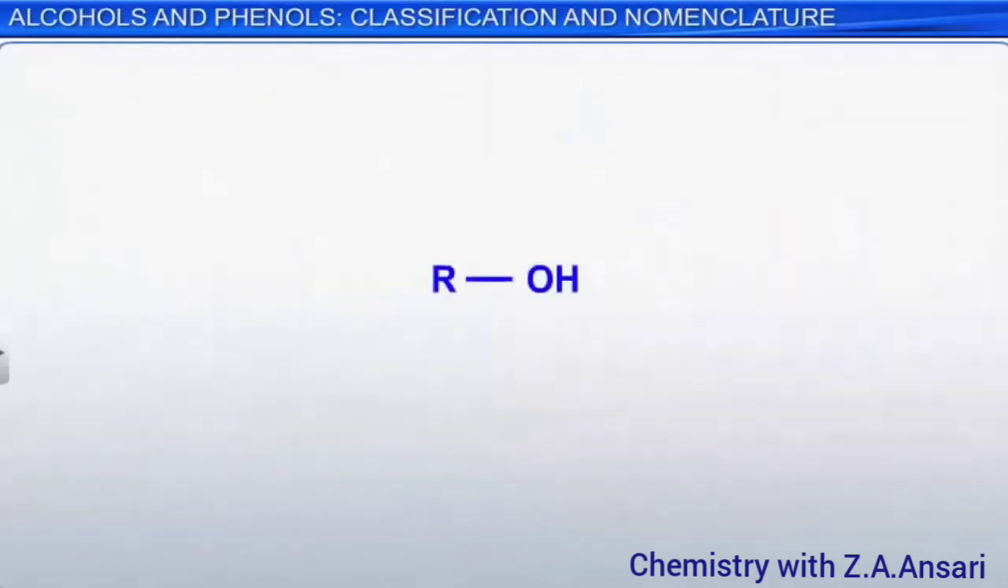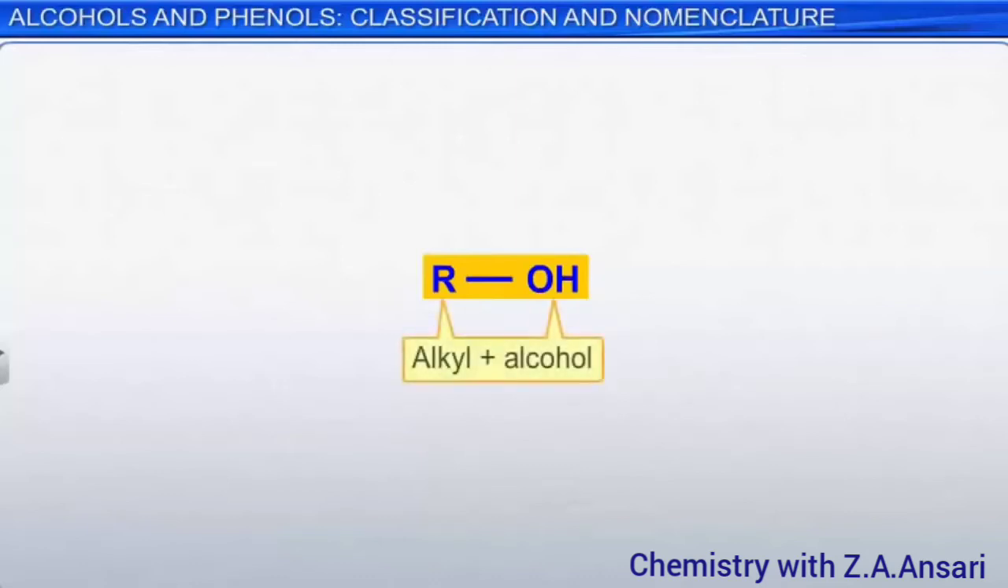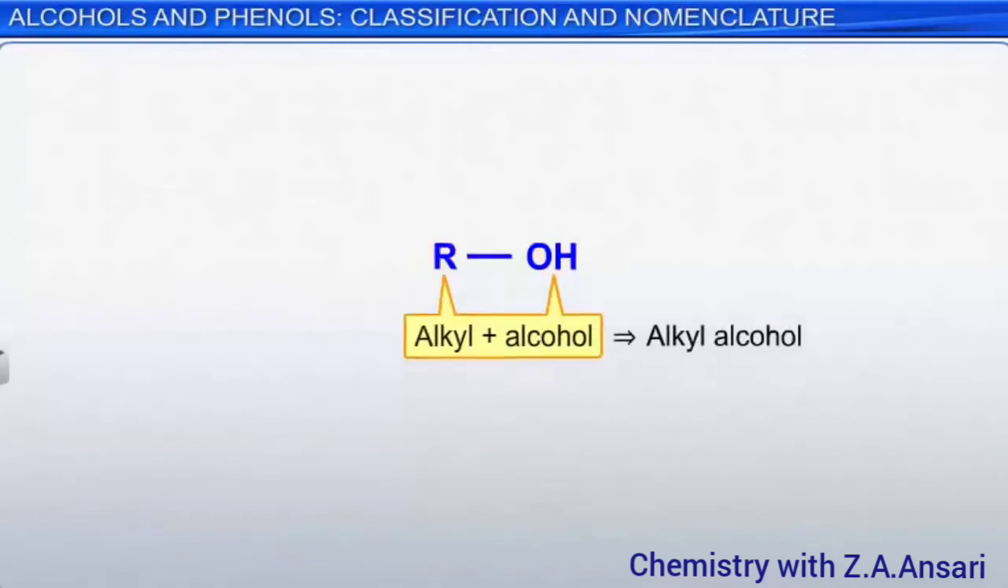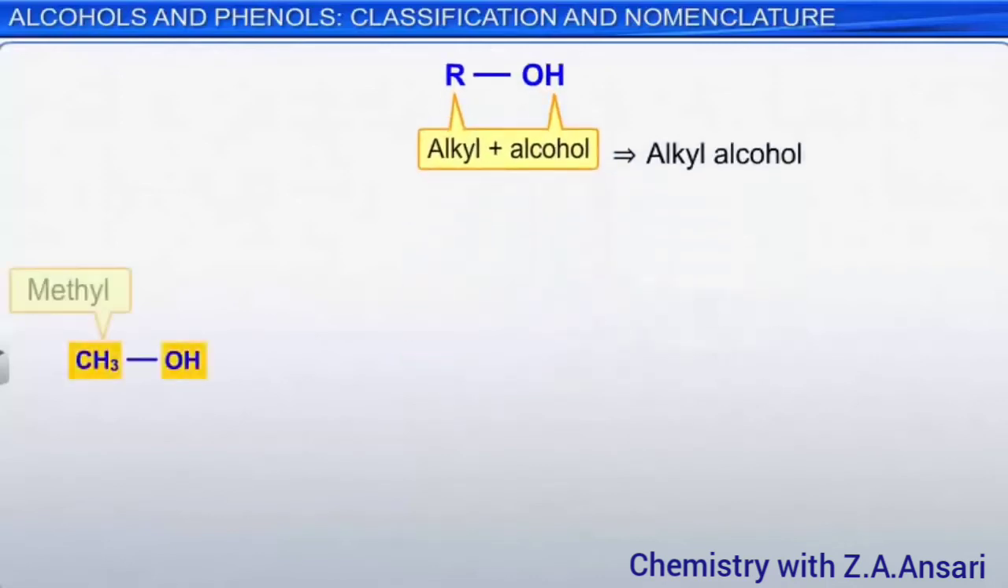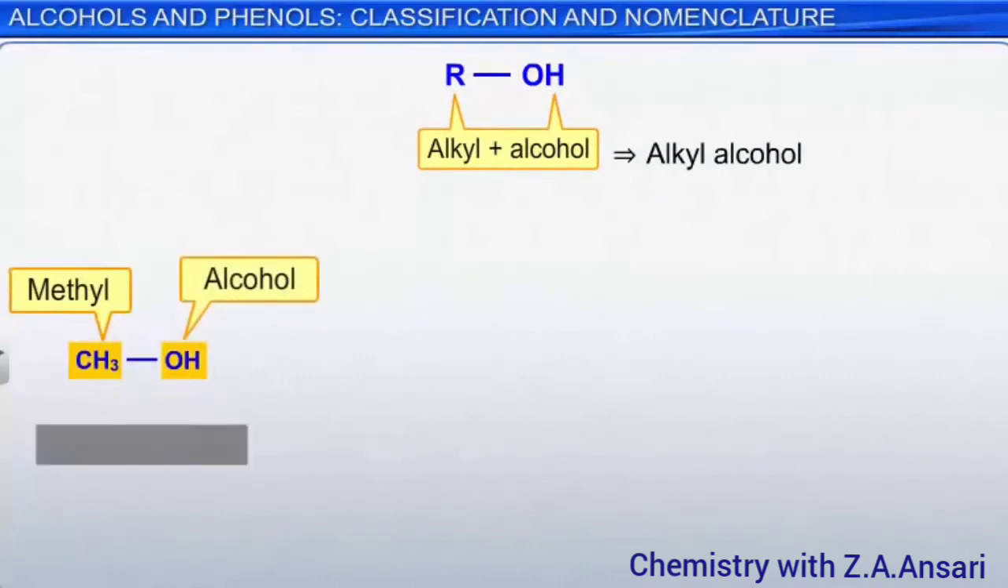Now that we understand the classification of alcohols, let's turn to their nomenclature. The common names of alcohols are derived from the name of the alkyl group with a yl ending, plus the word alcohol. For example, the alcohol with the formula CH3OH, shown on the left, is commonly called methyl alcohol. It contains only one carbon, which corresponds to a methyl group.